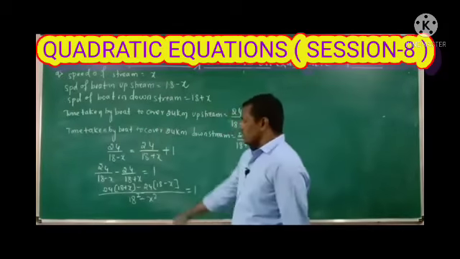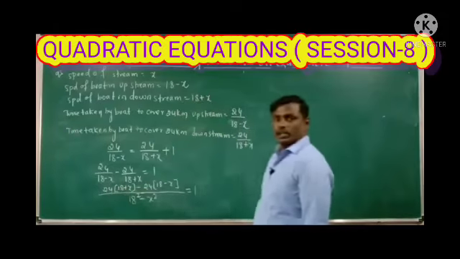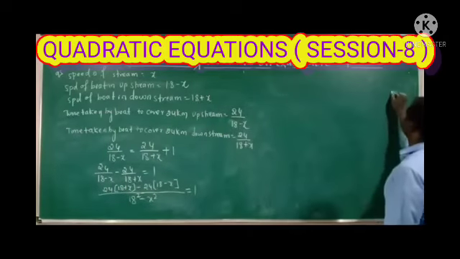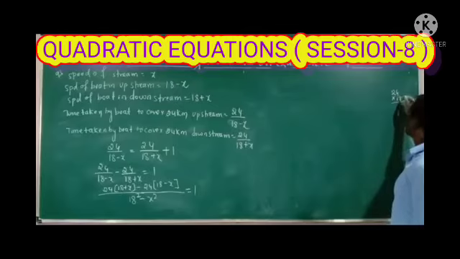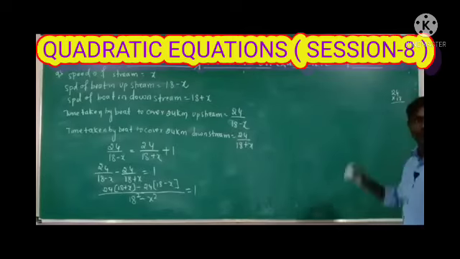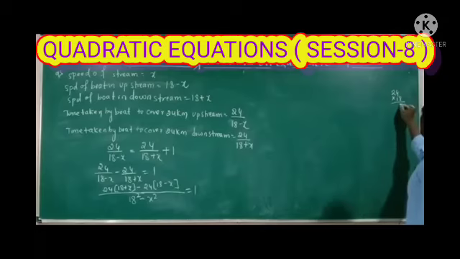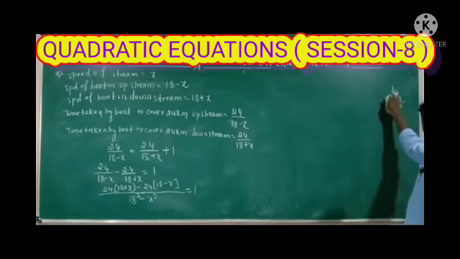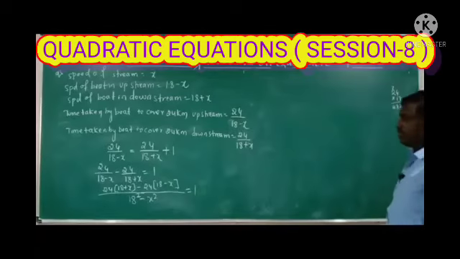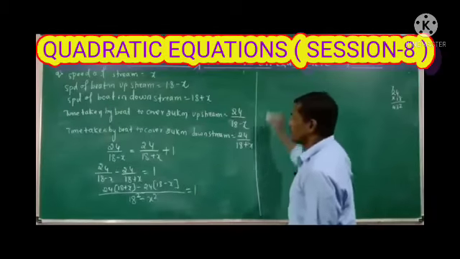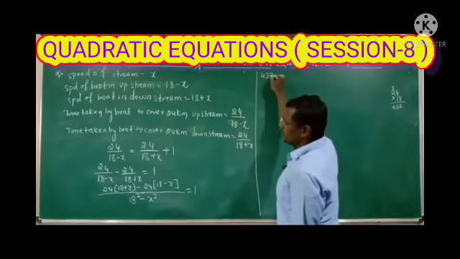Okay, now multiply 24 into 18. 24 into 18 is 18 4s, 72, carry 7, right? Next 18 2s is 36, 36 plus 7 is 43, right? So 432.